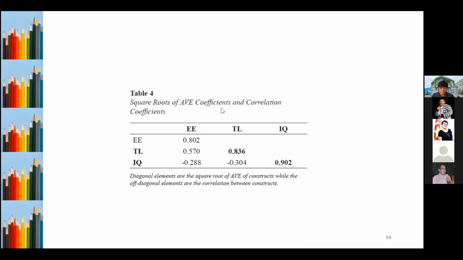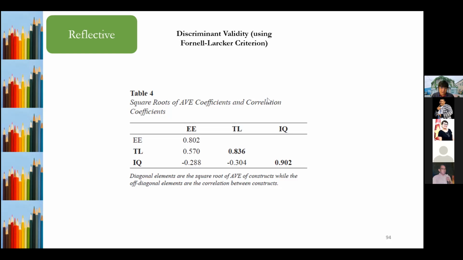Okay? This is a summary version of discriminant validity naman. So dito ang ginamit is the Fornell-Larcker criterion. So dito, paano natin i-interpret ang Fornell-Larcker? So let's assume ito yung table natin. Tingnan nyo yung diagonal values. When I say diagonal values, I am referring to these 3 values here. Okay?